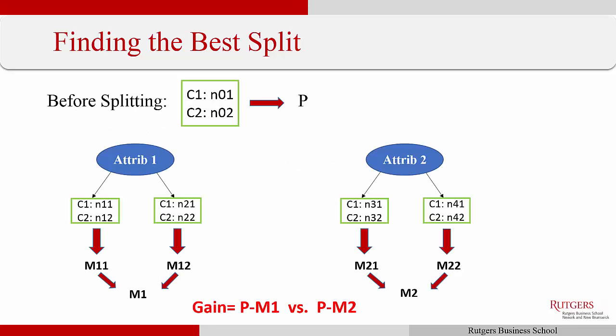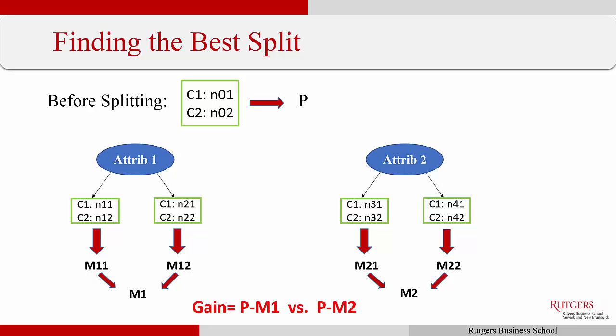I just give you an example about how to compare the gains. Before the splitting, we have a node that has some records belonging to C1 and some records belonging to C2. The measure of the impurity is P, or you can just regard it as an entropy. And we can use attribute 1 to split it. And after the split, we have two nodes. The measure of the impurity of node 1 is M11, and the measure of the impurity of the second node is M12. After the weighted average, we can get the measure of the impurity M1.